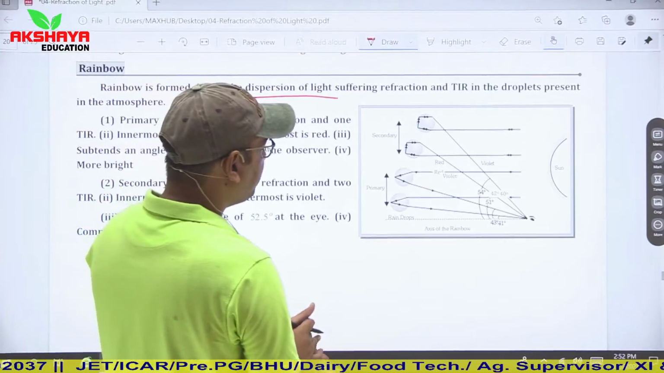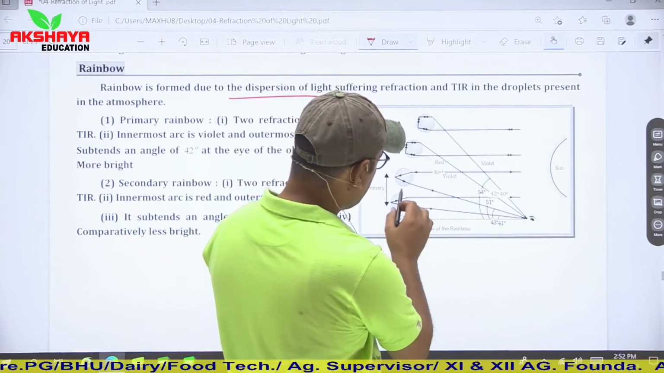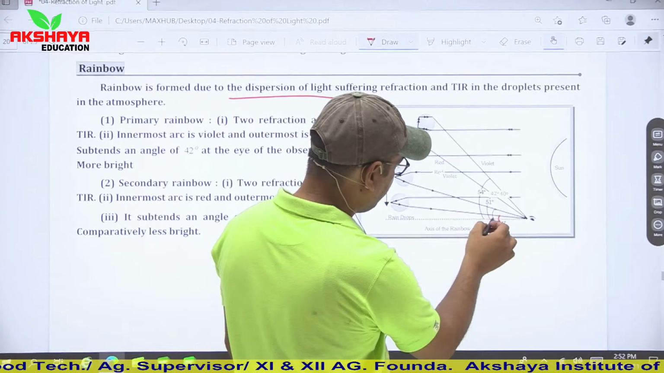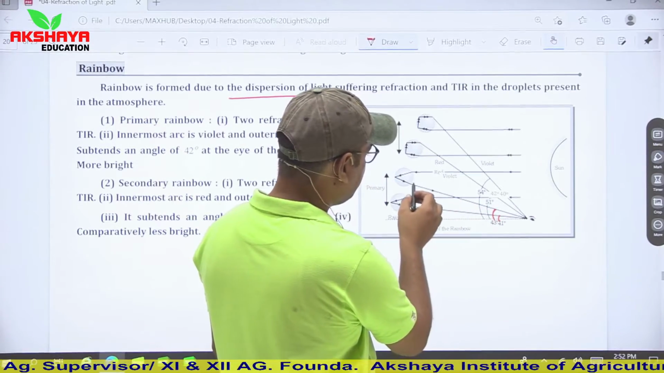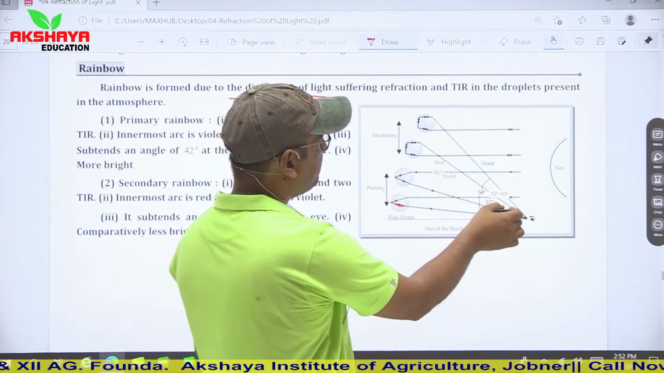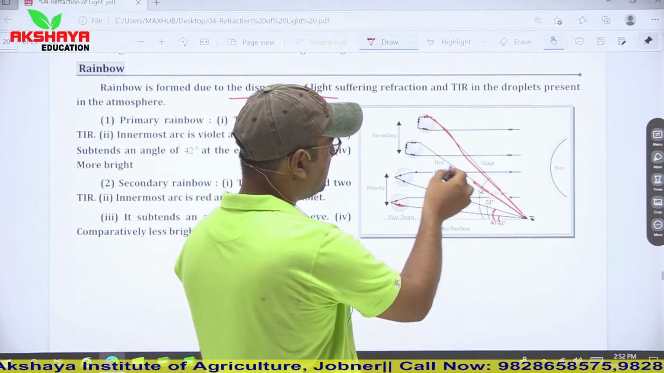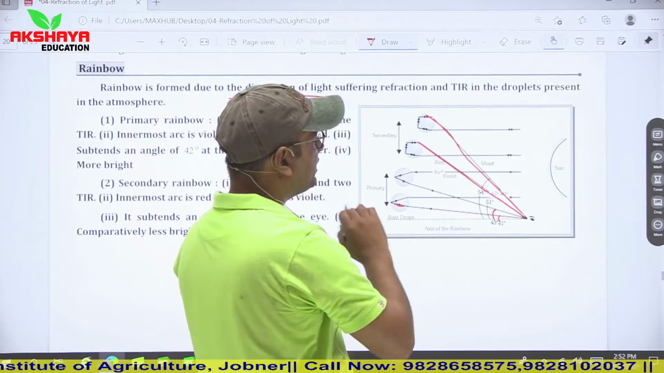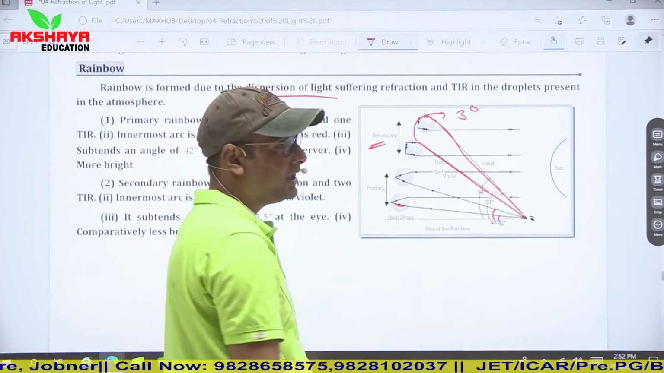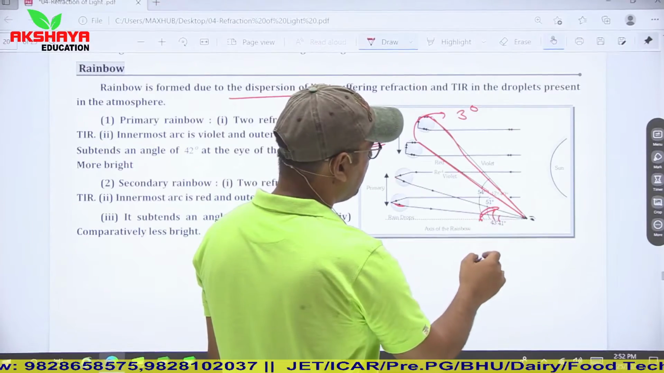So we can clearly see from here that in case of primary rainbow, this is the concept, this is the angle at 41 and 43. So this is for red and this is for violet. And in case of secondary, this is the violet which is making an angle of 54 degree, and this is the red which is making an angle of 51 degree. So in secondary rainbow, angular separation is almost 3 degree, while in case of primary rainbow, this is almost 2 degree to 3 degree.